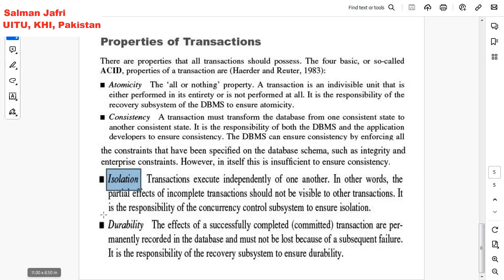Then of course we have durability. The effects of successfully completed or committed transactions are permanently recorded in the database and cannot be lost because of subsequent failure. It is the responsibility of the recovery subsystem to ensure durability, right? So once a transaction has committed, right, it has become permanent and it should be saved permanently. There shouldn't be loss of that transaction. And of course backup and recovery systems ensure just that.